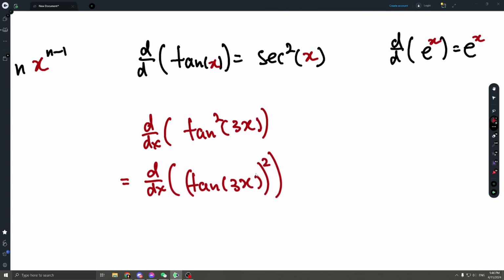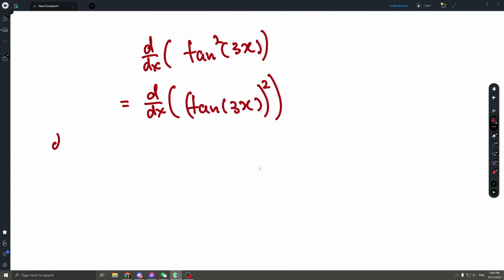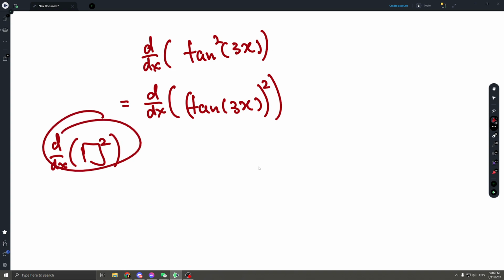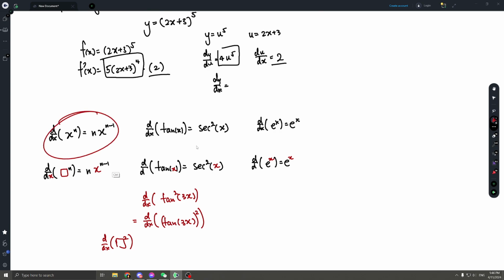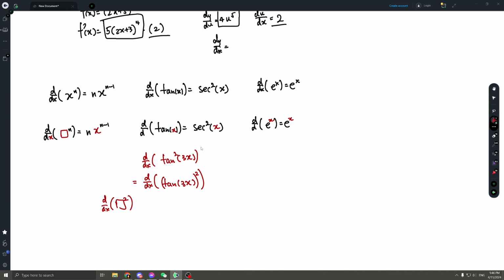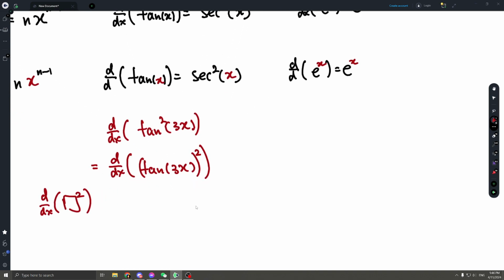Now, this kind of looks like we have something like d/dx of something squared, right? That's a clear power rule over here. It's in the exact same form as this. So that's my most outer function because it fits that form, and then this means my inner equation is going to be tan 3x.